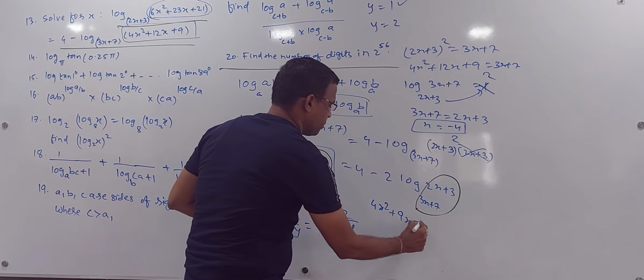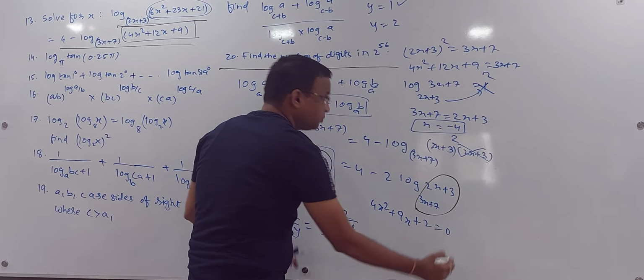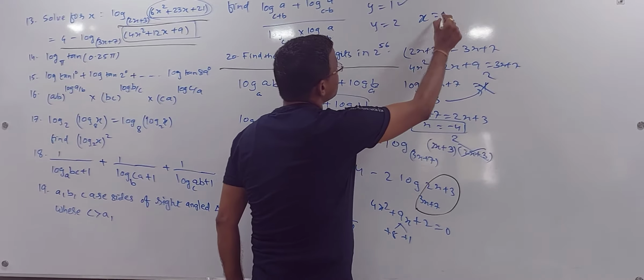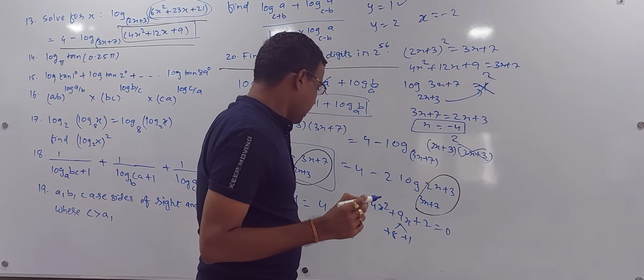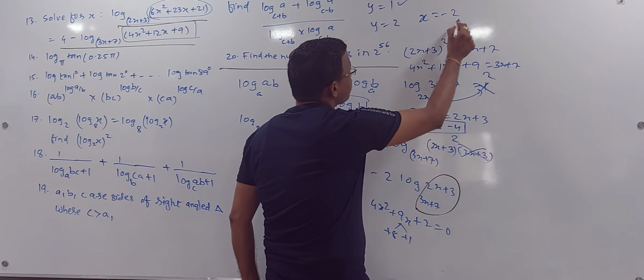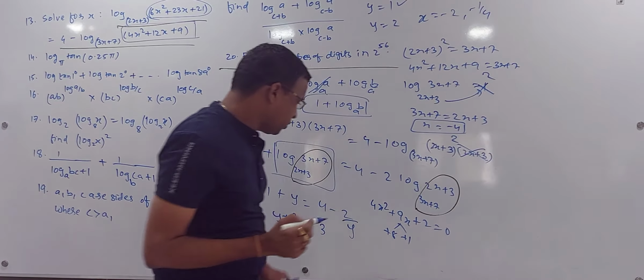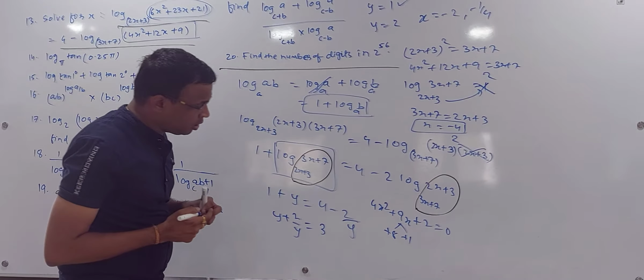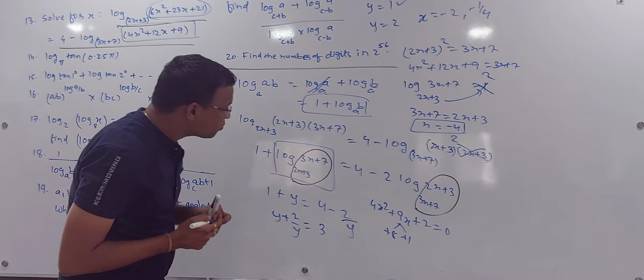9 minus 7 plus 2 is equal to 0. Fine. And when you solve this, you will get a split plus 8 and plus 1. Fine. And if I am not wrong, your answer should come minus 2 and minus 1 by 4. Your answer will come, yeah, it's minus 2 and minus 1 by 4.